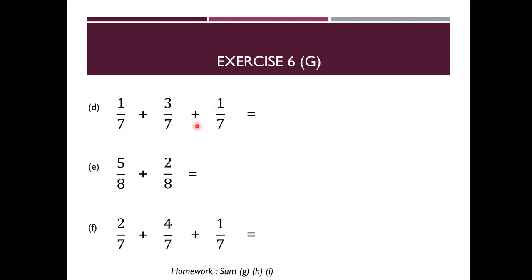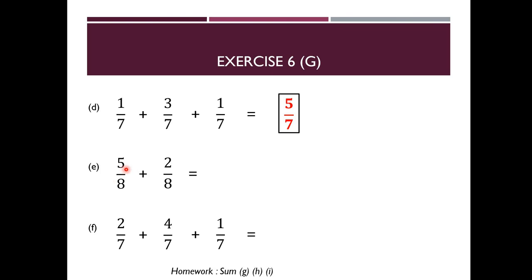Let's see the next one. We have three fractions again. 1 upon 7 plus 3 upon 7 plus 1 upon 7. So now what we will be doing is adding the numerators. The denominators will remain the same, that is 7. So let's add 1 plus 3, 4. 4 plus 1, 5. So the answer is 5 upon 7. What we did was we kept the denominator the same.